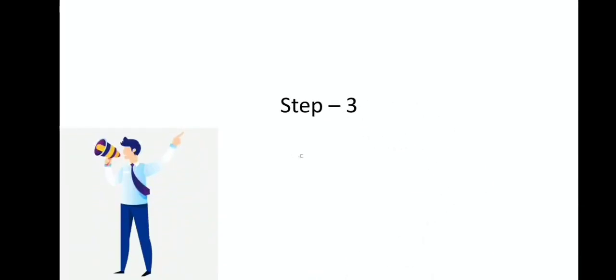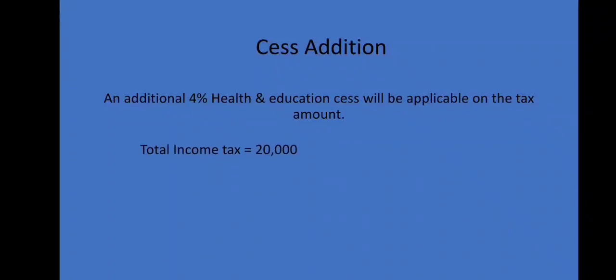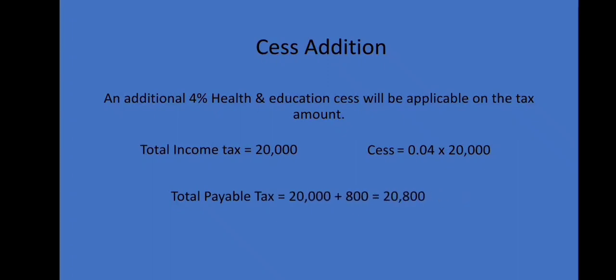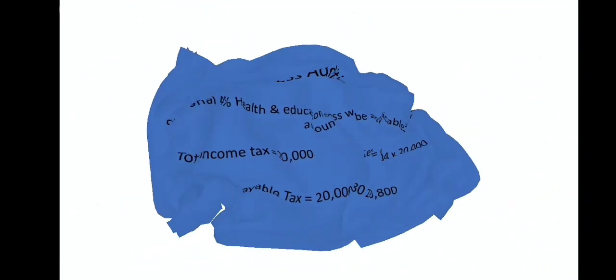Step 3 is cess addition. 4% of the total income tax is paid as health and educational cess. So if the total income tax is equal to 20,000, then 4% of 20,000, that is 800, is to be included as cess. And finally, summing the two up, we get the total payable tax.